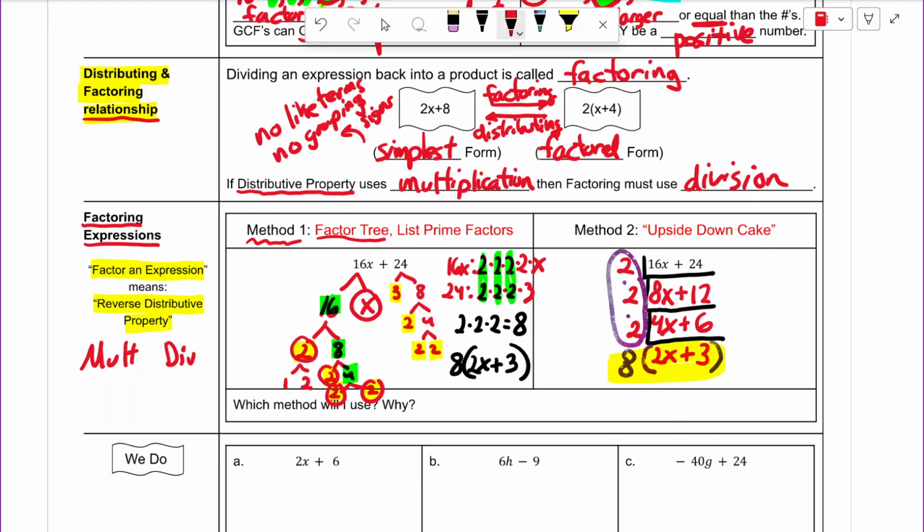Okay? So which method will I use? For me, I'm going to be using method 2. Oops, I spelled it wrong. Let me try it again. Method 2. Why? I'm just going to say it's easiest. Now you might not think it's easiest first because maybe you're used to the factor tree and list the prime factors, but I'll tell you what, you can tell there's a lot less writing on the method 2.